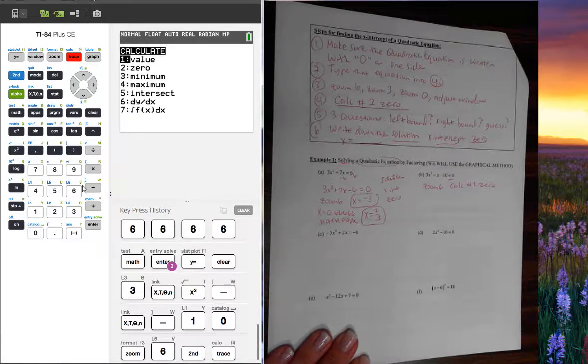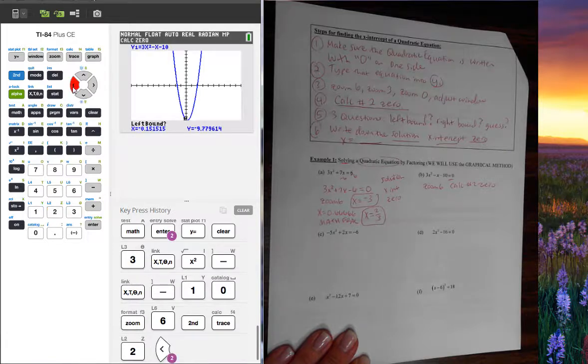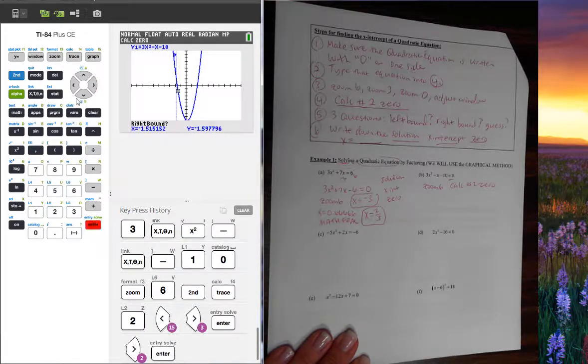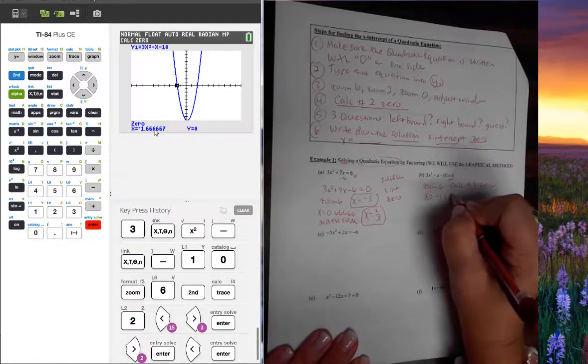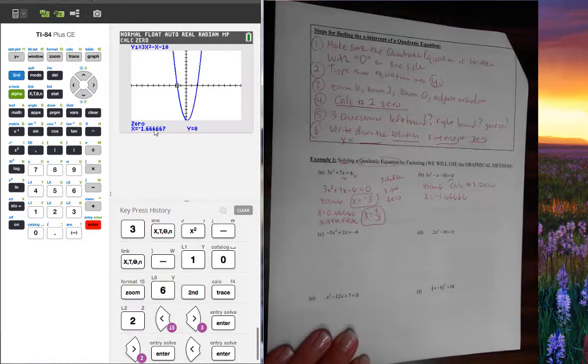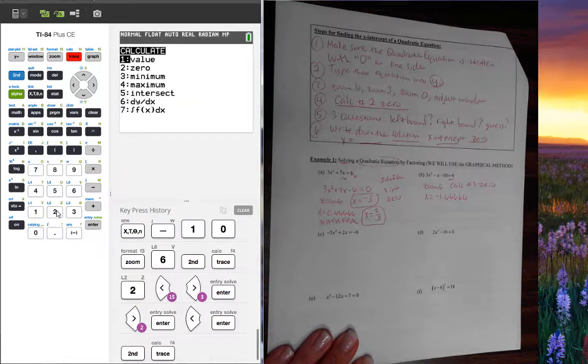Calculate the zero. Left bound, right bound, and guess. Whoa, too far. Left bound, right bound, press enter each time you do those and guess. So it tells you that the zero here is -1.66666. X equals -1.666666. We'll convert that to a fraction. Let me go get the other one. Calculate.